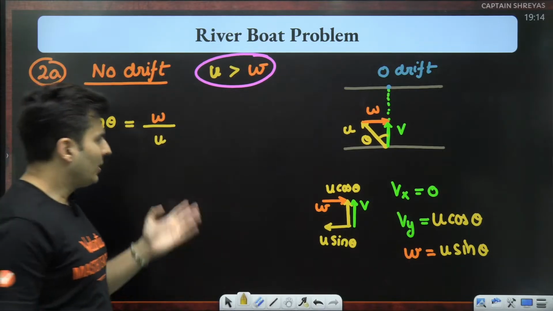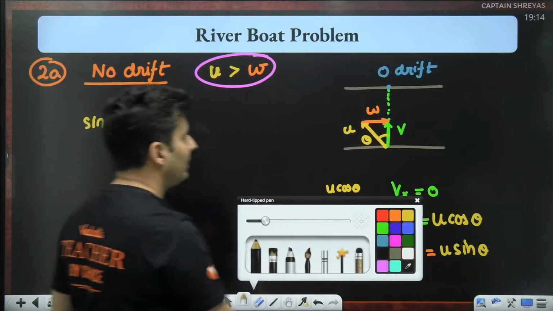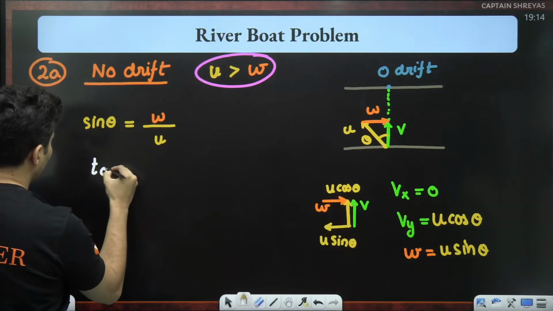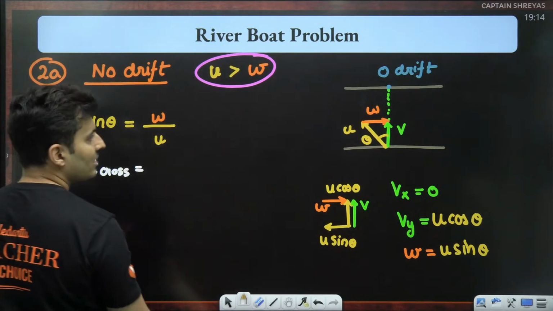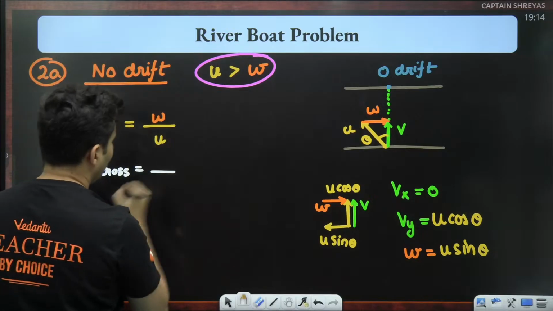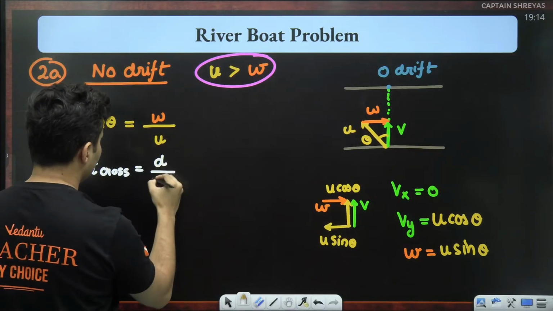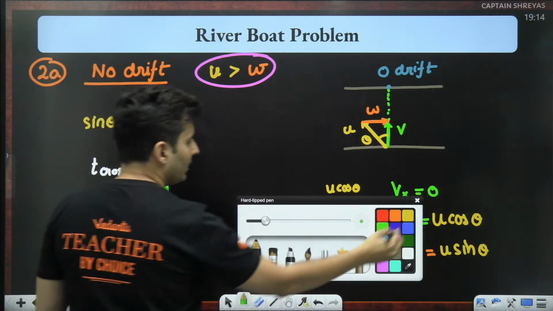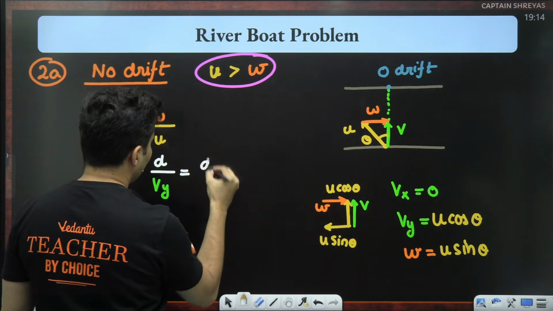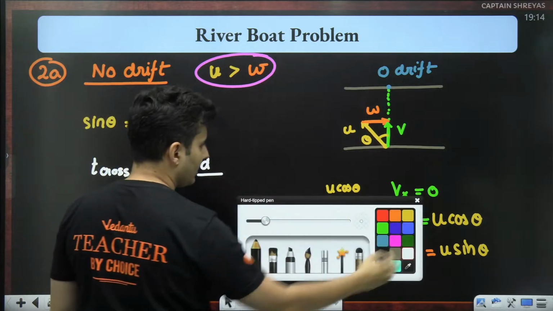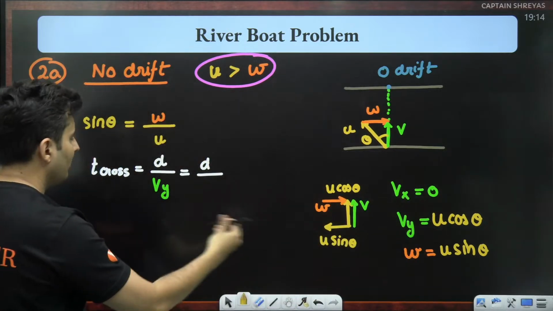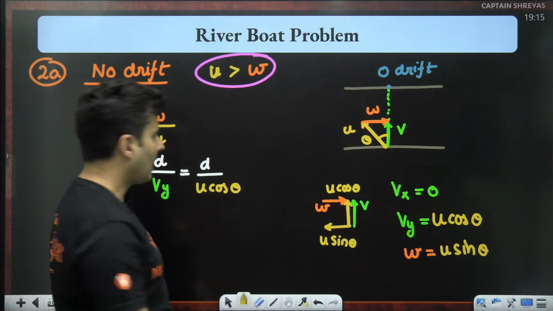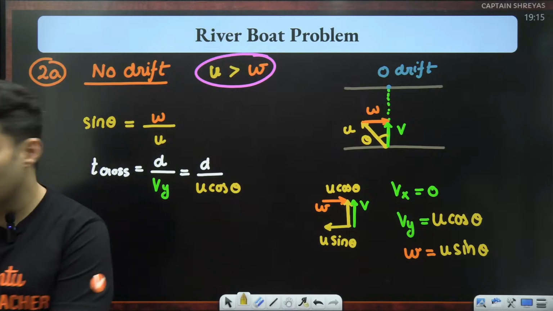Awesome. You can also find the time taken to cross. That's not difficult at all. If you want to find the time taken to cross, which is related to vertical velocity and distance, it is distance divided by your Vy. Over here, the distance being d, and Vy being u cos theta. That's it. As simple as that. Clear, my dear students?